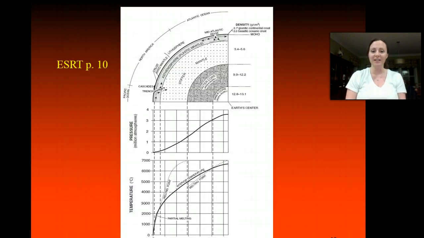You need to memorize this because this is all on page 10 of your Earth Science Reference Table. Let's take a moment to take that out. If you need to pause the video, please do so.